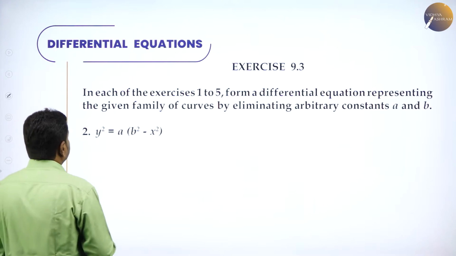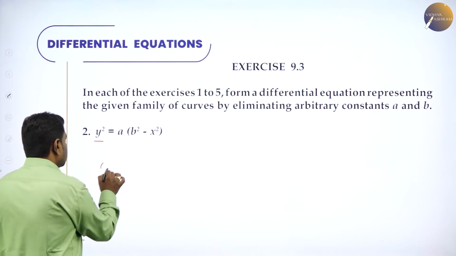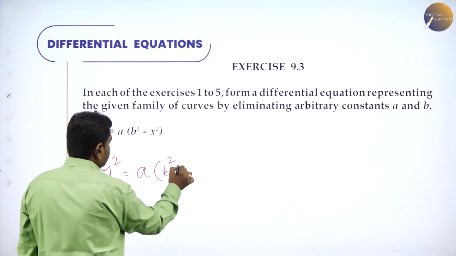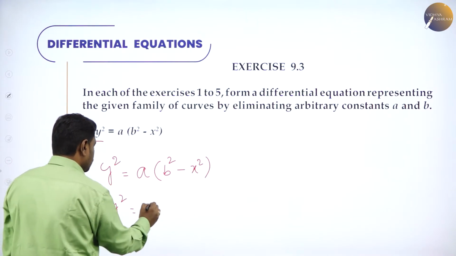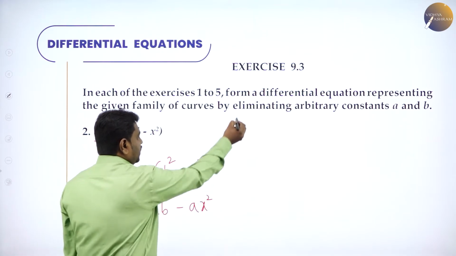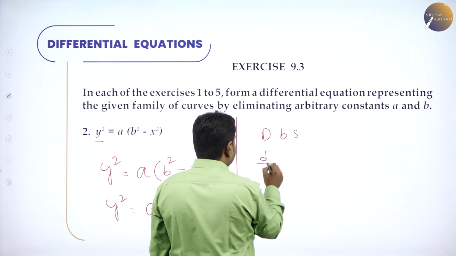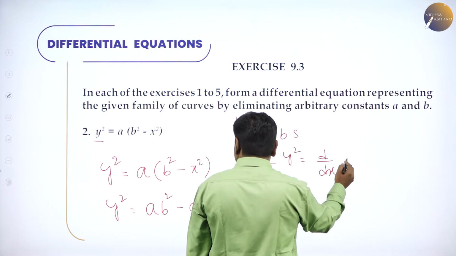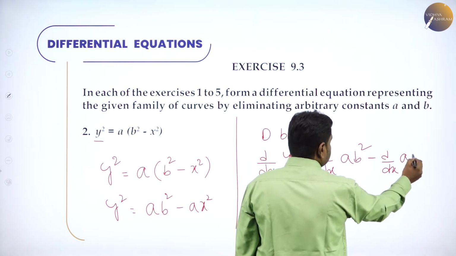Next, y square is equal to a into b square minus x square. They give y square is equal to a into b square minus x square. So I'll simplify this. Can I write it as y square is equal to ab square minus ax square? Now I'll differentiate both sides. Then I'll get d by dx of y square is equal to d by dx of ab square minus d by dx of ax square.